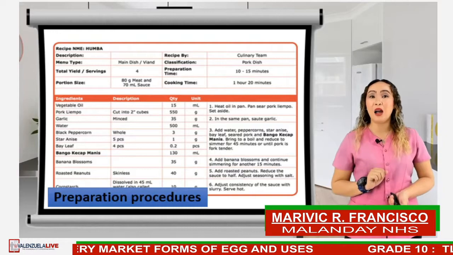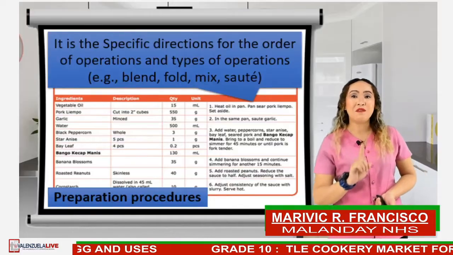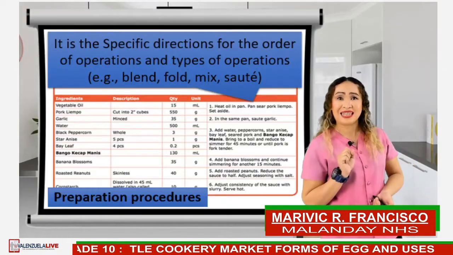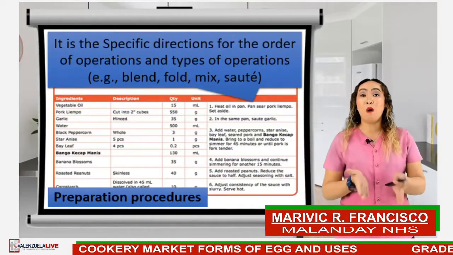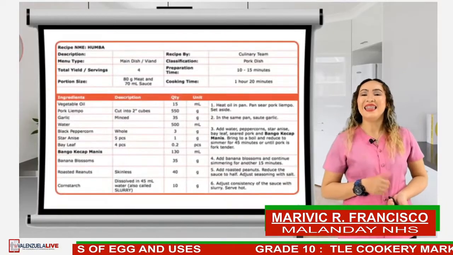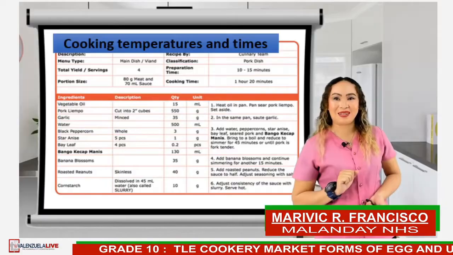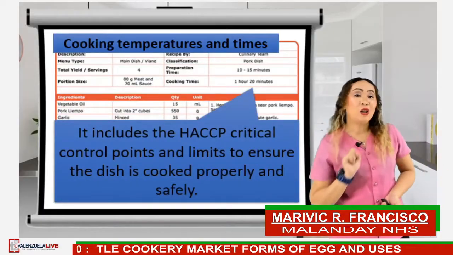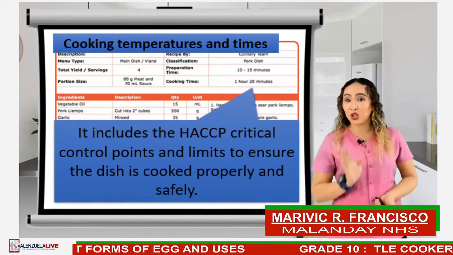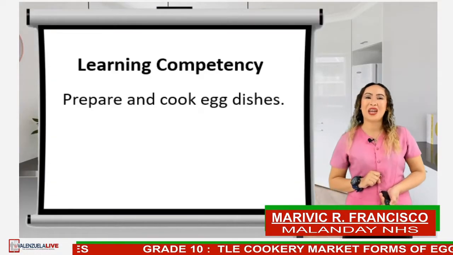Next, we have the preparation procedures. It is the specific directions for the order of operations and types of operations such as blend, fold, mix, and saute. Next, we have the cooking temperatures and times. It includes the HACCP, or the hazard analysis, critical control points, and limits to ensure the dish is cooked properly and safely. There you go.